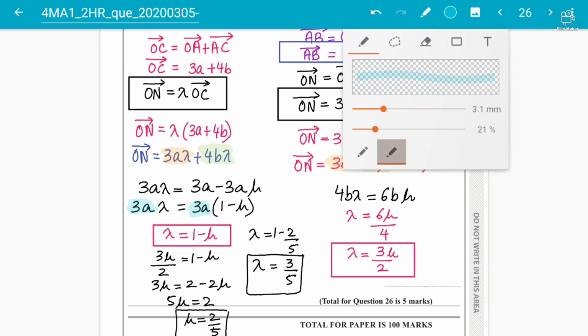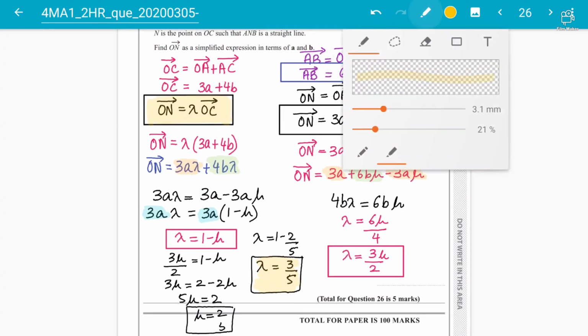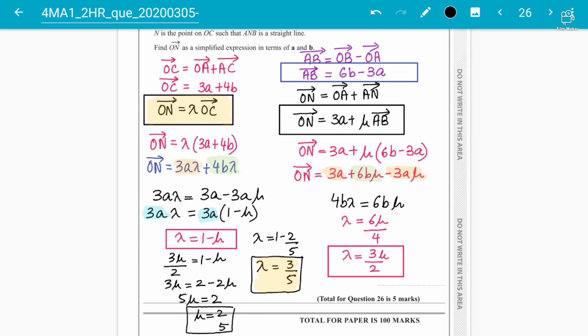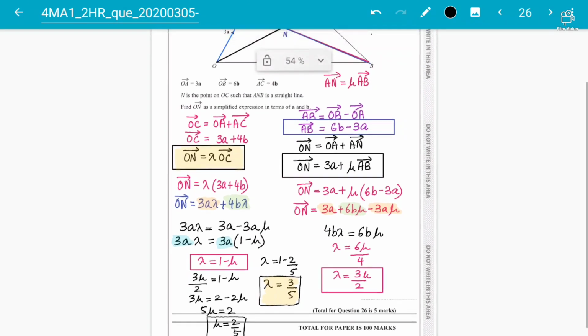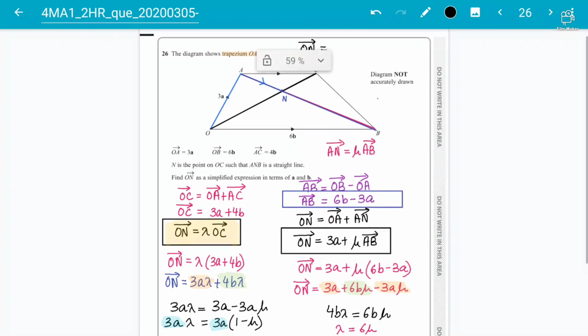We can use either lambda or mu, because lambda is easy to express. Hope everyone got how to solve simultaneously. Any questions can be asked. Just a misprint here, 2 divided by 5 is there. Here we go, so you can write down the answer. That's your ON. There is another page as well, but I've tried to squeeze in the working here. ON is going to be 3 upon 5 of OC, and that is going to be 3 upon 5 multiplied by 3a plus 4b.